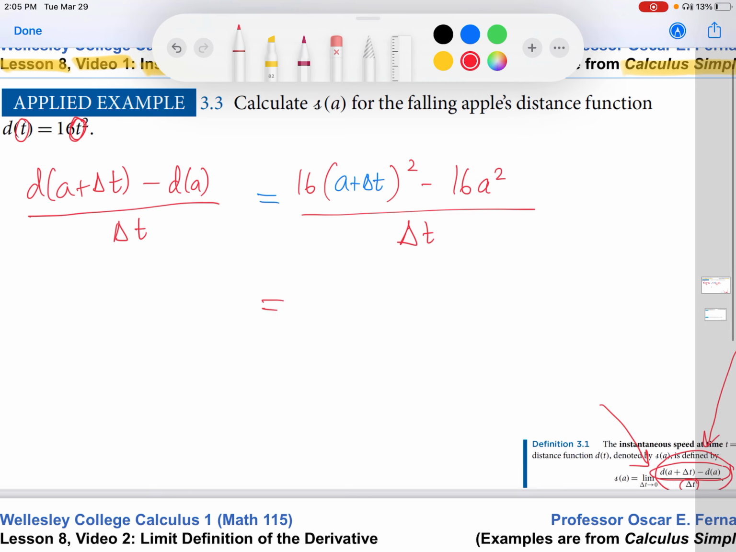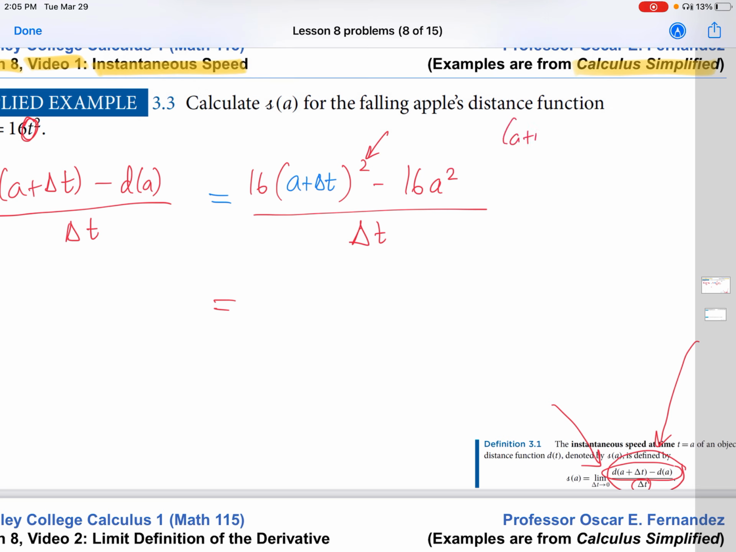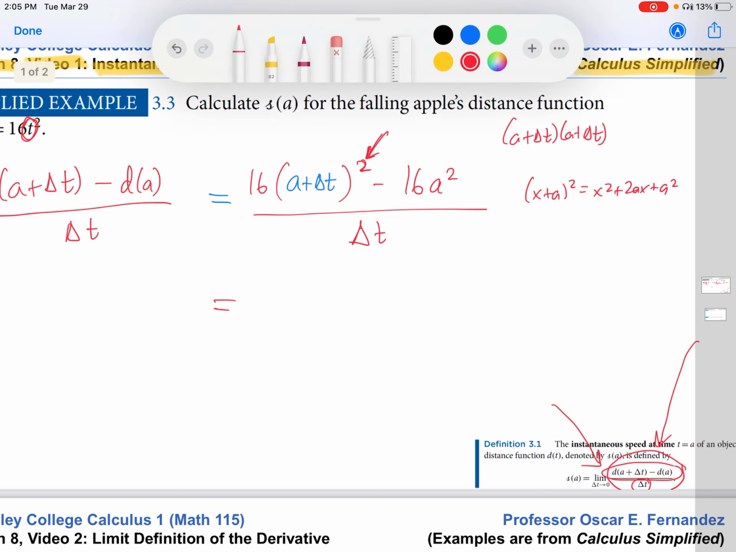And then let's go ahead and do some of the simplifications. I'm going to square this out. So first thing I do, you can think about it this way, or you can remember how you square things using the expression that comes from x plus a squared, which is x squared plus 2ax plus a squared. Either way you do it, you will get 16 times a squared plus 2 times a times delta t plus delta t squared. All right. So I'm kind of using this one here, but we would have gotten the same thing if we FOILed this out this way.